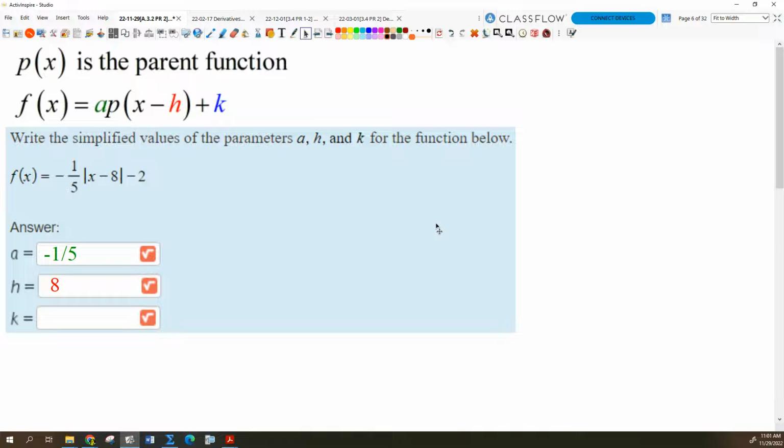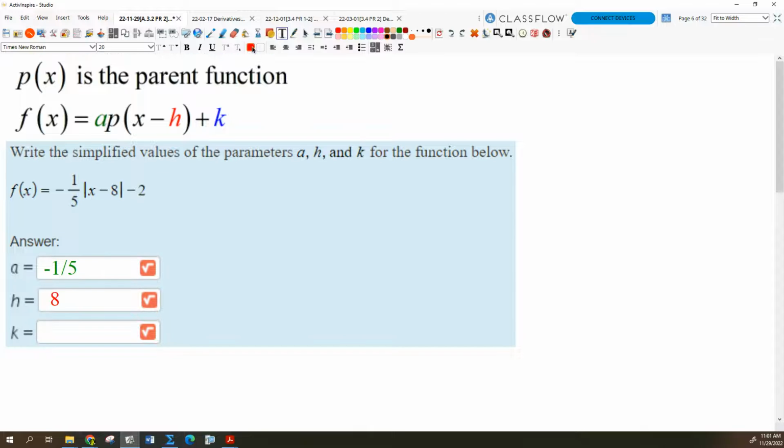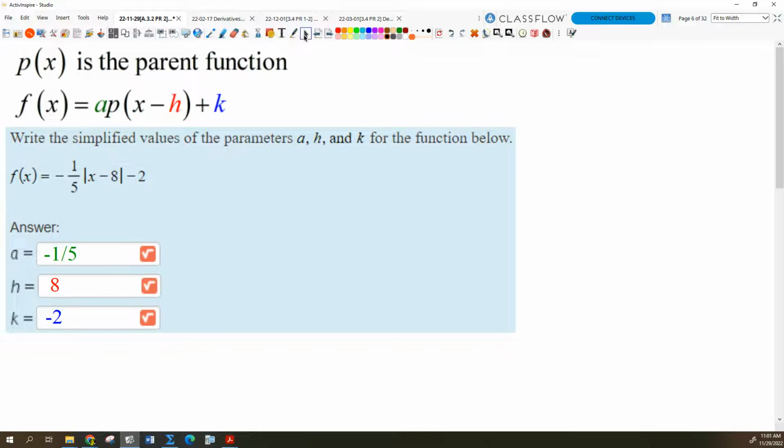Right? And then k is easy. Don't overthink k. K is just the number that's being added outside. So what's the value of k? Negative 2. Yep. Okay, there we go for our notes.